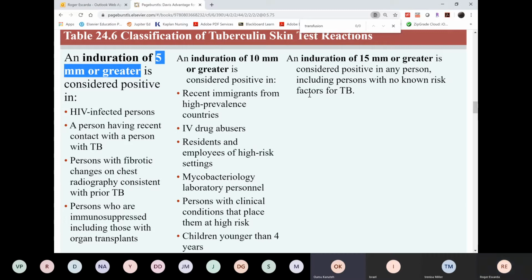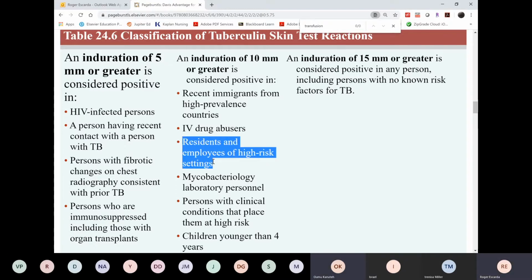Would I be 15? What kind of work do you do? Well, I'm not working now, but I was a CNA. Okay, so you work in a high healthcare risk. Yeah. You're not a resident, but you were an employee of a high risk setting. So you're a 10. So if you get a 10 millimeter induration, that's already considered positive. But if it's less than 10, that's negative. You need at least a 10. Does that make sense? Yeah.